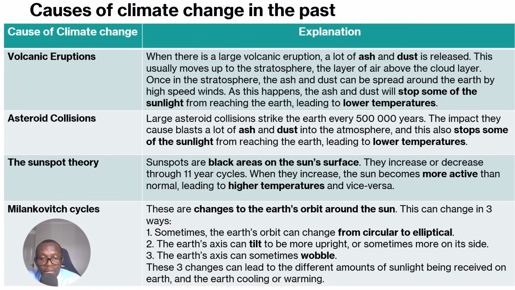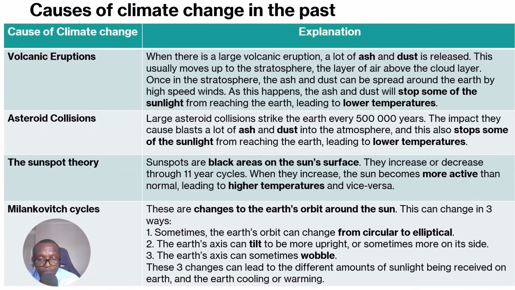Now the second cause of climate change in the past is asteroid collisions. Large asteroid collisions strike the Earth every 500,000 years, and the impact they cause blasts a lot of ash and dust into the atmosphere as well. Again, this has a similar effect to volcanic eruptions, because that ash and dust will then go up to the stratosphere and be moved by those high-speed winds and block the sun's light and create lower temperatures.